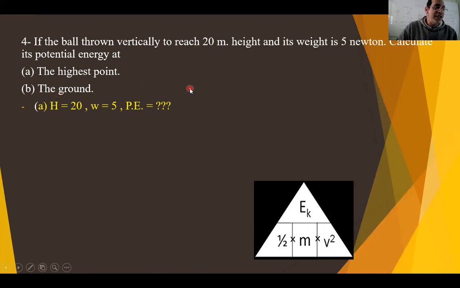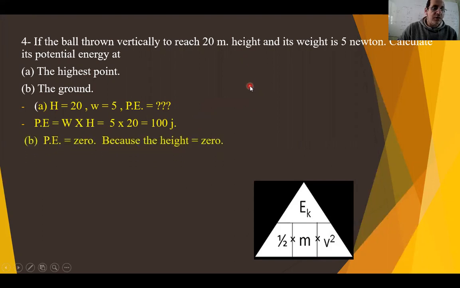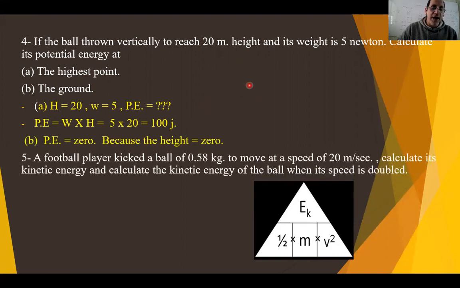Of course, at the highest point, the maximum height, 20 meters will be the height, and 5 newtons will be the weight. Weight times height equals 100 joules. On the ground, there is no height, so the height here will equal 0. It means that also the potential energy equals 0. Let's go to number 5.